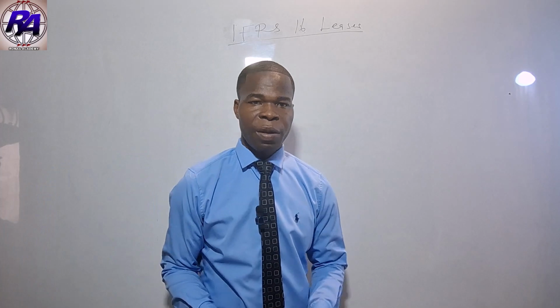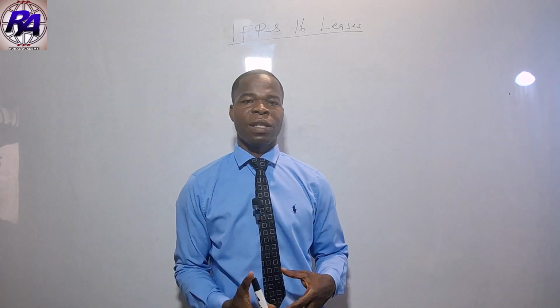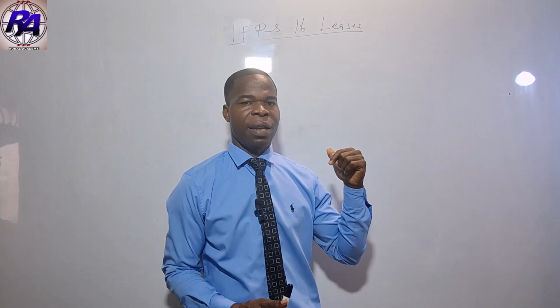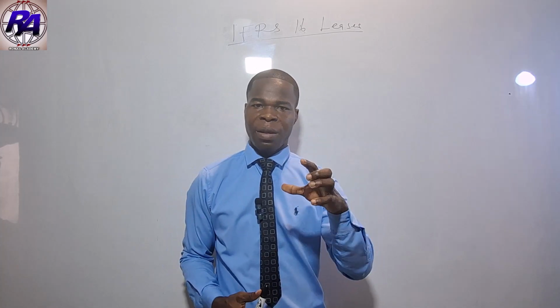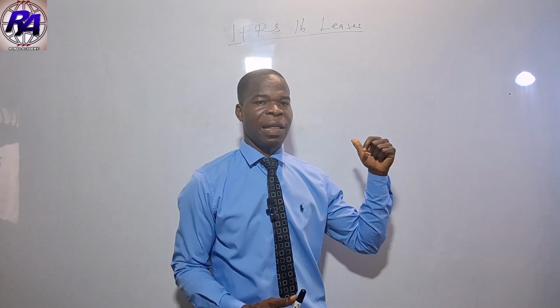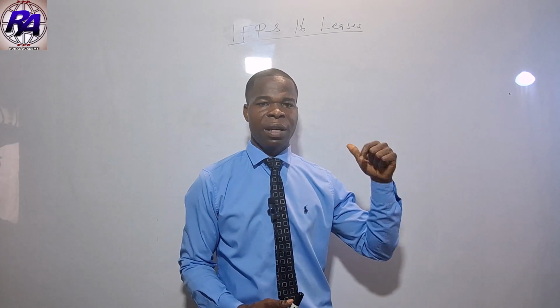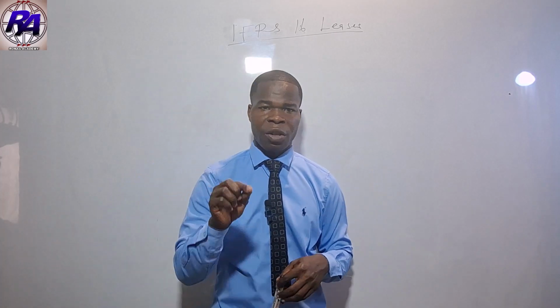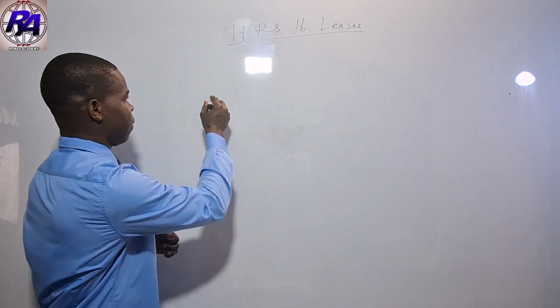Alright, so before we go to the main thing, lessee accounting, we need to know some basic things in the lease contract: the objective, the scope, and the definition of some key terms before we can start looking at the key topics in leases. Now, the first thing we want to look at is the objective. What is the objective of leases?